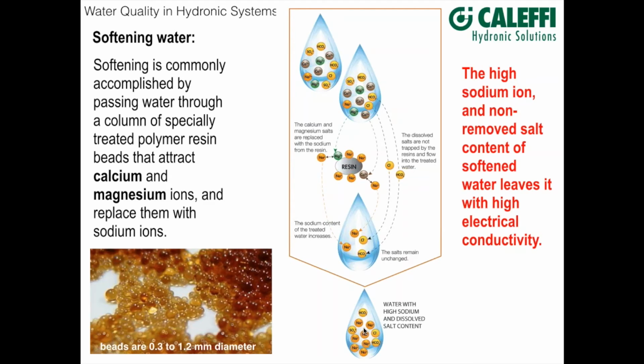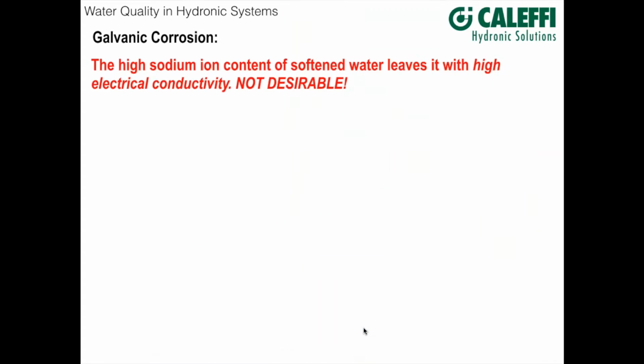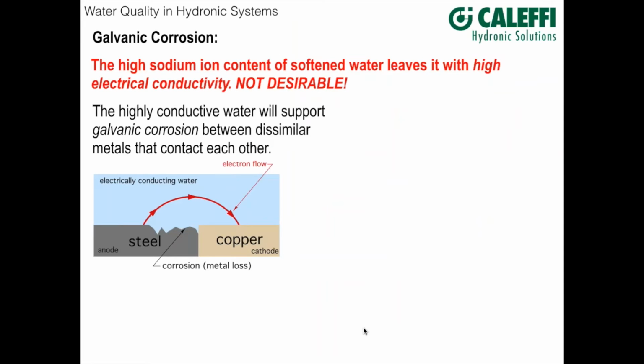So what you end up with as an end product here is water that has been, I'll say, partially to largely stripped of the magnesium and the calcium, but it is very high in sodium content, and therefore it has high electrical conductivity. And this is not desirable. I mentioned earlier that high electrical conductivity is going to cause a phenomenon that's called galvanic corrosion. And for galvanic corrosion, we need two dissimilar metals, and a good example of that in a hydronic application would be steel and copper, or a copper alloy such as a brass or a bronze.